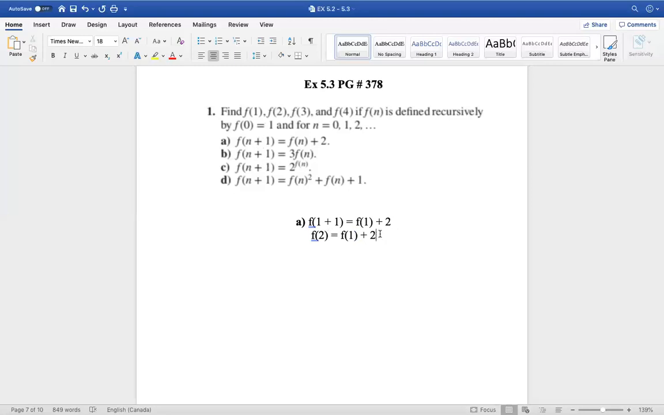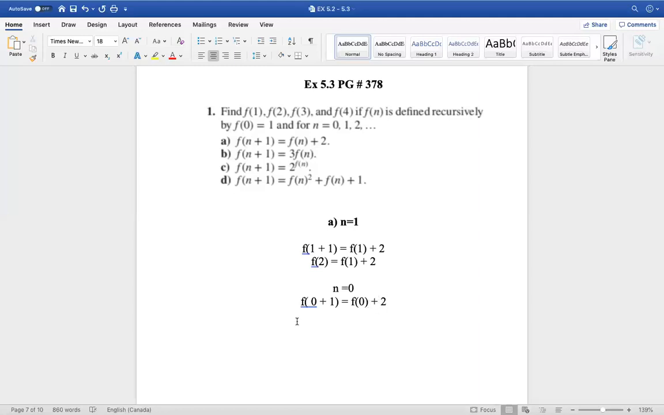So here this will make f2 equal to f of 1 plus 2, but we want to know f of 1, right? We don't know what f of 1 is, so we will need to find the value for n equals 0, right? So let me just say n equals 1 here, and n equals 2 here. So here for n equals, oh sorry, n equals 0. So here we have 0 plus 1. So just putting 0 here, this is equal to f of 0 plus 2.